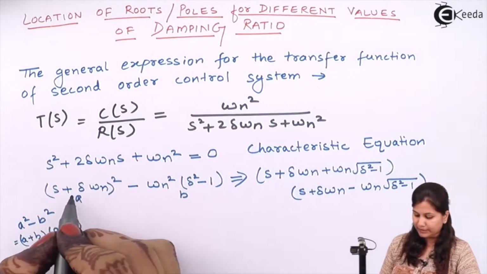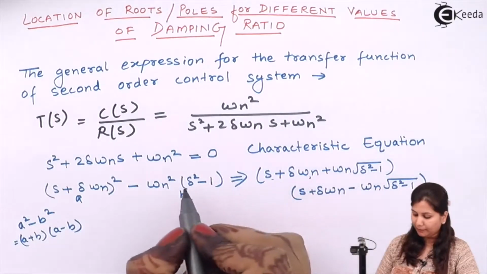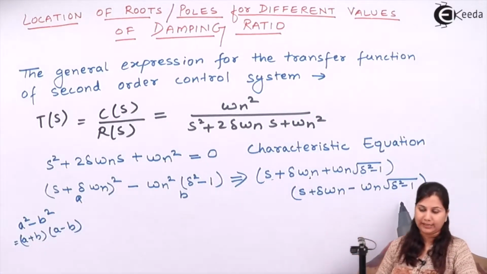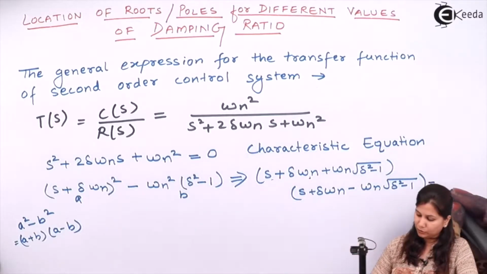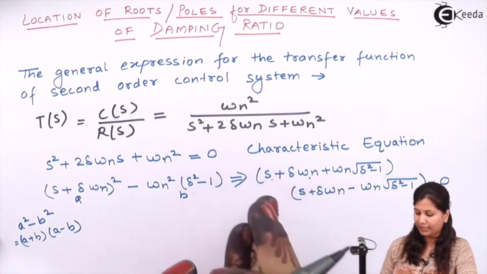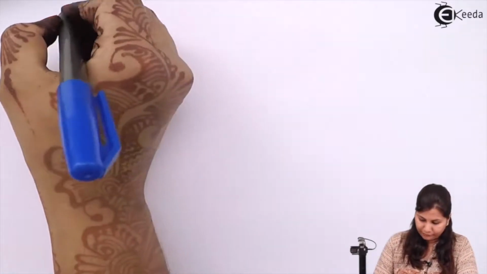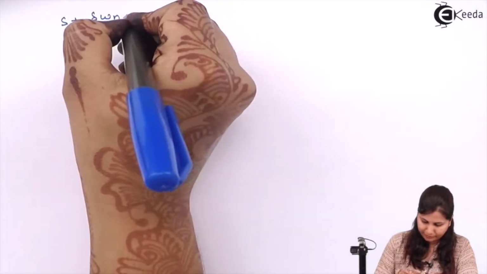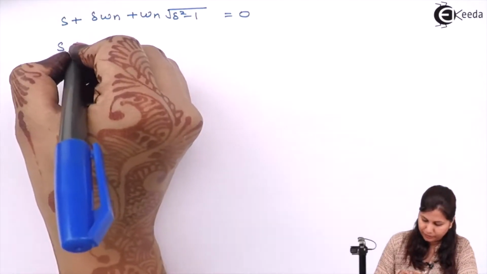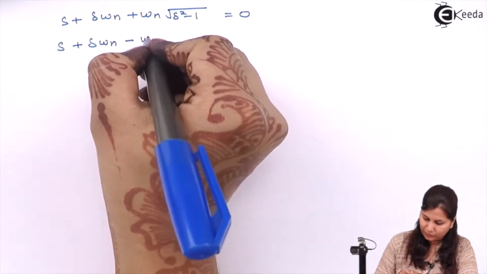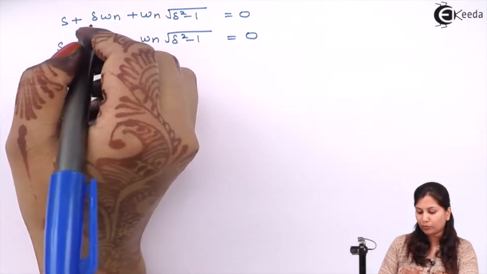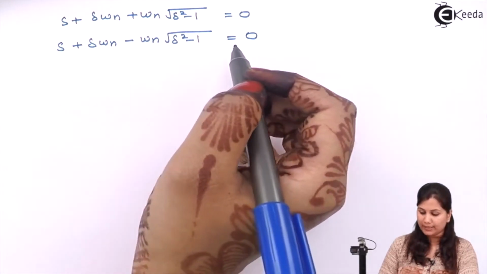a is equal to s plus delta omega n. We have put it here, plus b. b is what? Omega n under root of delta square minus 1. So here we have put a plus b and this is a minus b. Now this equation, as it is equal to 0, let's equate each of the factors equal to 0 so that we will get the value of s. First, we equate s plus delta omega n plus omega n under root of delta square minus 1 equal to 0. And secondly, we will put s plus delta omega n minus omega n under root of delta square minus 1 equal to 0. Okay, so we have put both a plus b and a minus b equal to 0.